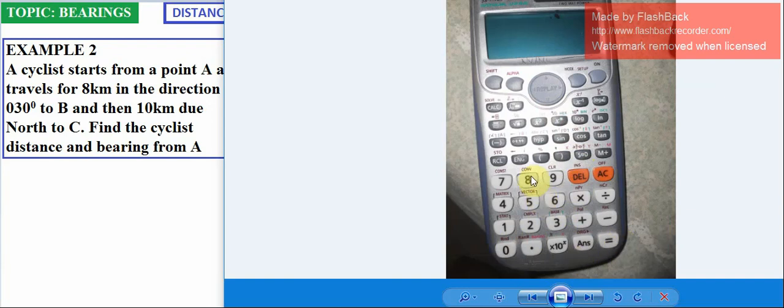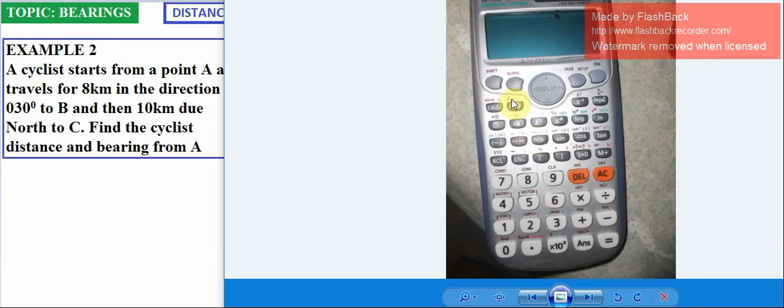8 cos, the open bracket will appear. You press the 60. The moment you press the cos, it will come with an open bracket. Take note of that. So all that you need to do is to enter the 60, then you close the bracket and press your equal sign. The answer will appear.